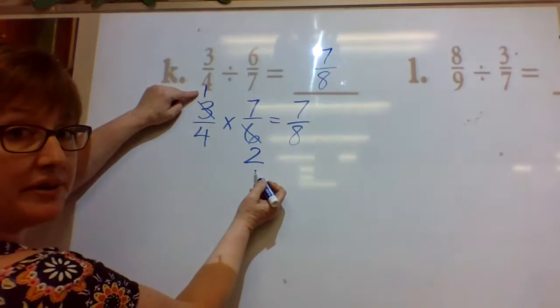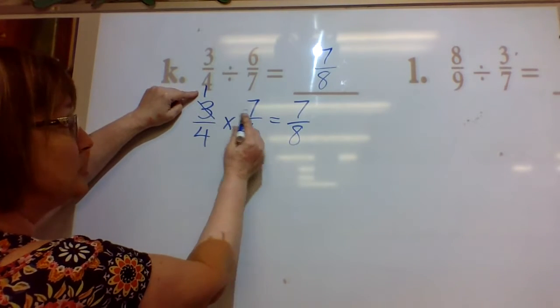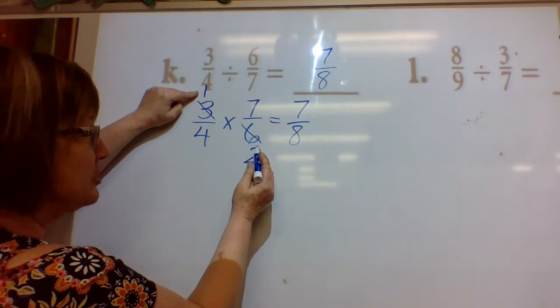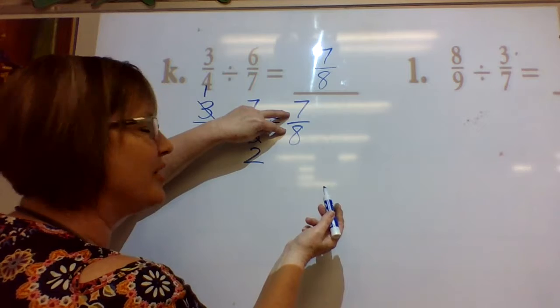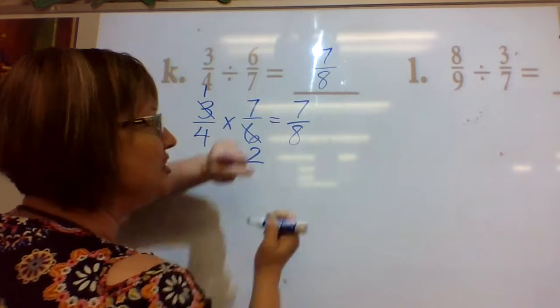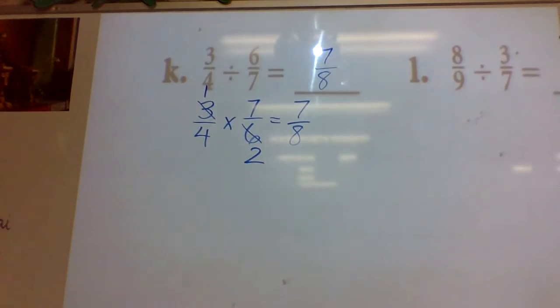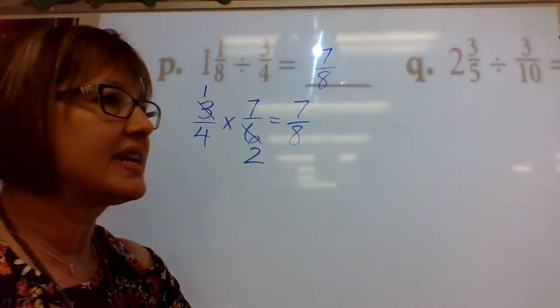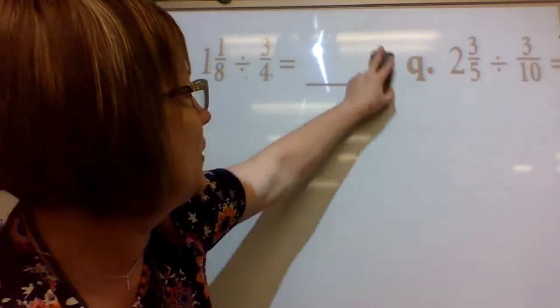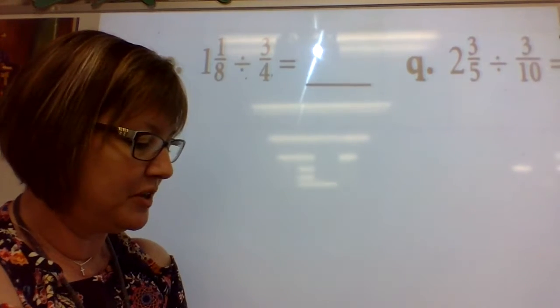We did our pre-reducing. If we hadn't, it would have been 21/24, which could both be divided by 3, I'm sorry, 3. And you'd still end up with 7/8. So no matter how you do that, we end up with 7/8. Either we pre-reduce by cross-canceling or reduce it when you're done.